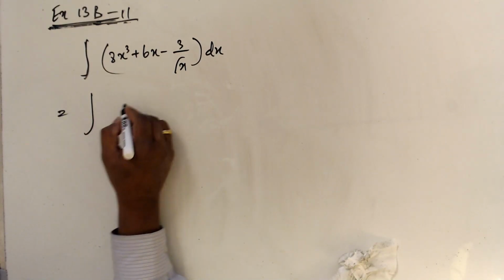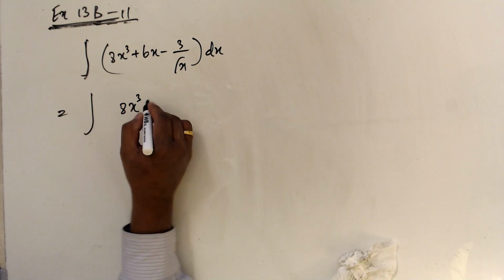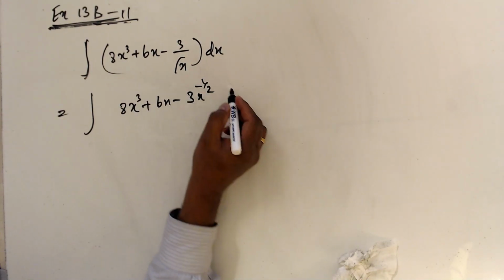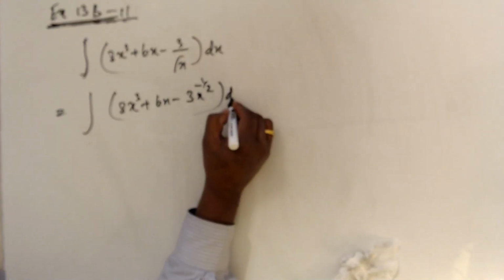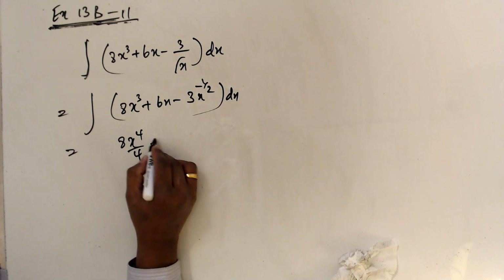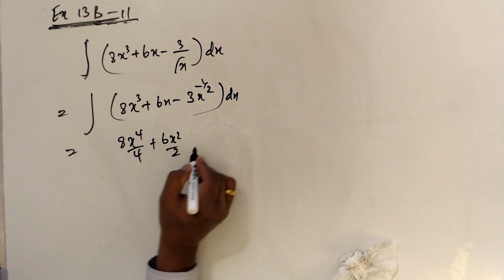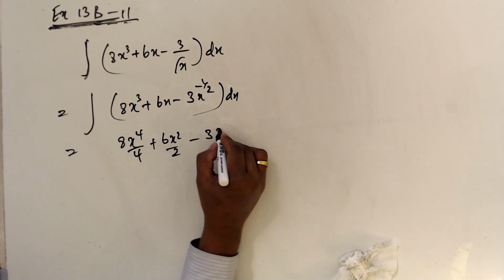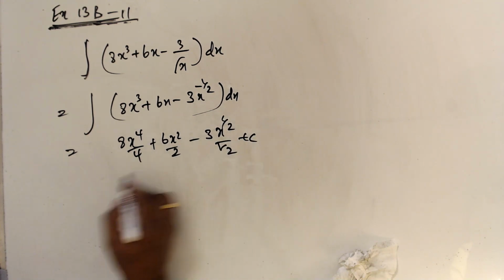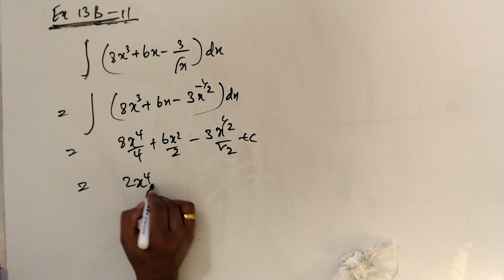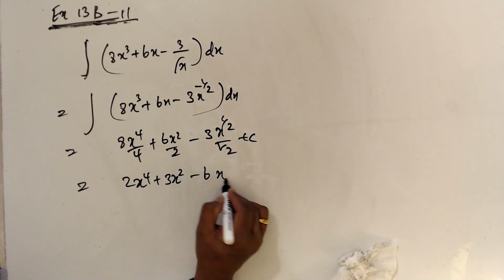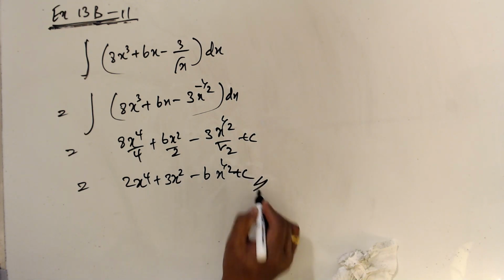So this is 8x cubed plus 6x minus 3 x minus half dx. So this is 8x to the 4 over 4 plus 6x square over 2 minus 3x half over half plus c. So this is 2x to the 4 plus 3x square minus 6x half plus c.